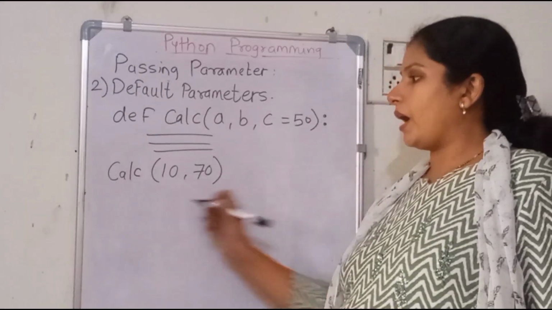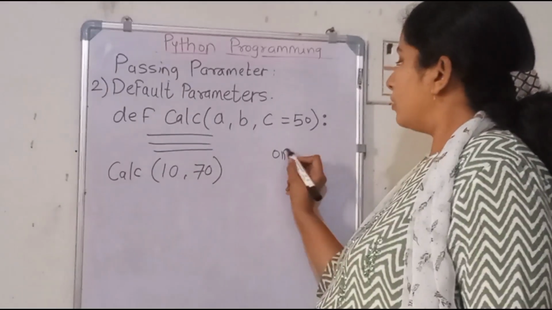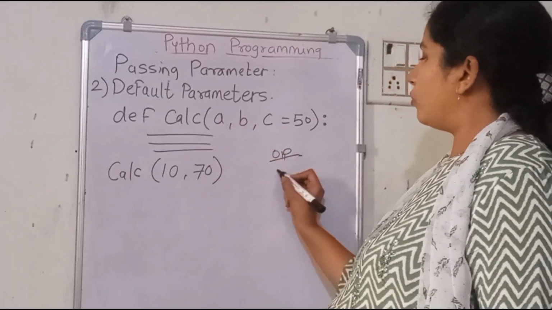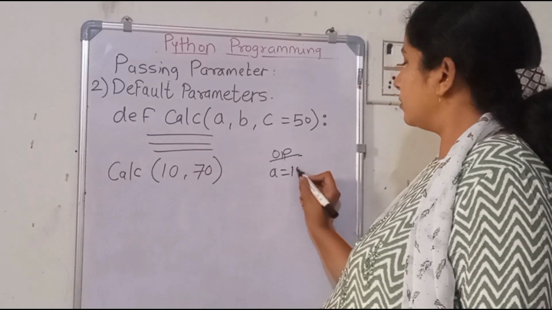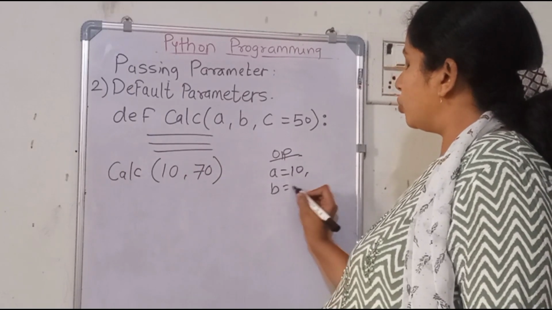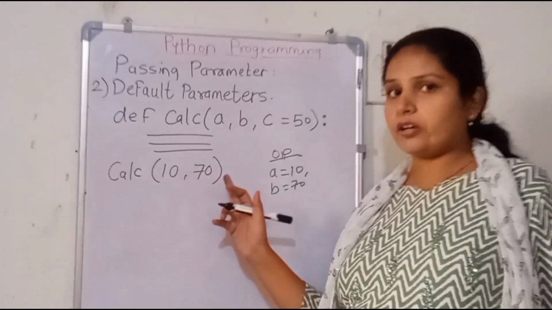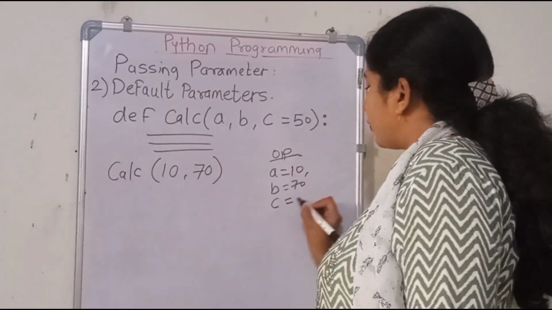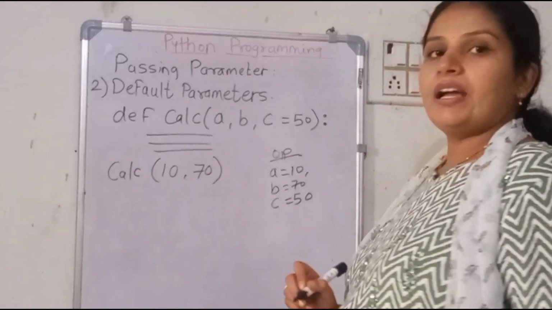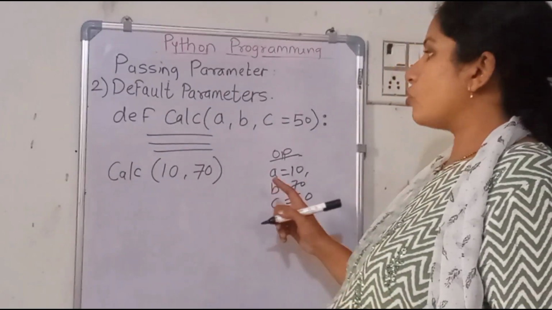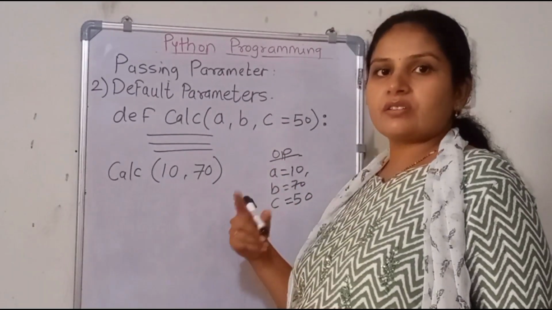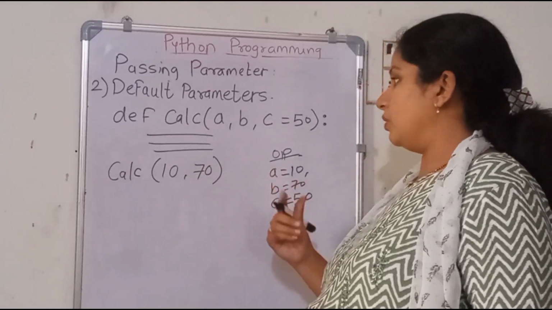So what is happening here? A equal to 10, B equal to 70, and since we are not providing the third value, the default value is taken, C is 50. That is how the default value concept works.